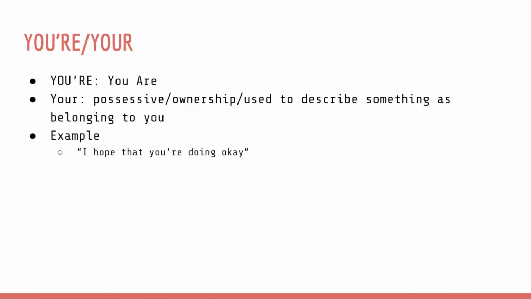So an example is, I hope that you're doing okay. Do you see how you can replace that one with "you are"? I hope that you are doing okay, okay? If you can replace that with "you are," that means you're going to use the one with the apostrophe re, okay? You are. If you're always having trouble, try to sound it out into "you are." I hope that you are doing okay.